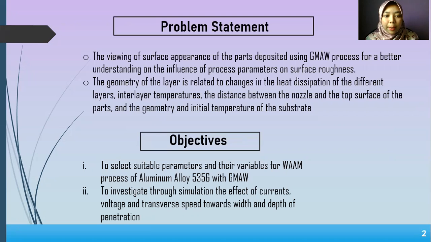Objective of this project: first, to select suitable parameters and their variables for the wire arc additive manufacturing process of aluminium alloy 535C with gas metal arc welding. Second, to investigate through simulation the effect of current, voltage, and transfer speed on width and depth of penetration.